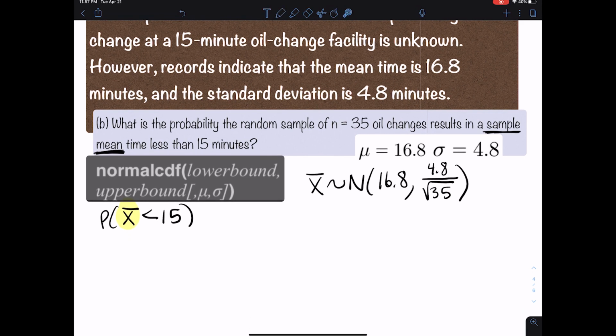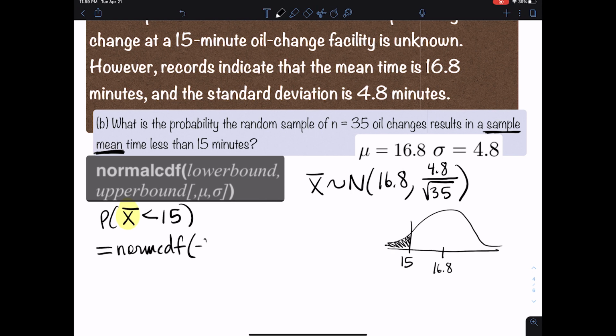I want to point out that we're trying to find less than 15 minutes. The probability that the mean is less than 15 minutes. Let's get a picture of that. We have a normal distribution, a normal curve. In the middle, we have 16.8. We're going less than 15, so we're shading to the left because less than goes to the left. So this is going to be equal to Normcdf, the lower bound, which is negative 9999, the upper bound, which is 15, the mean, which is 16.8, and the standard error, which is 4.8 over square root of 35.